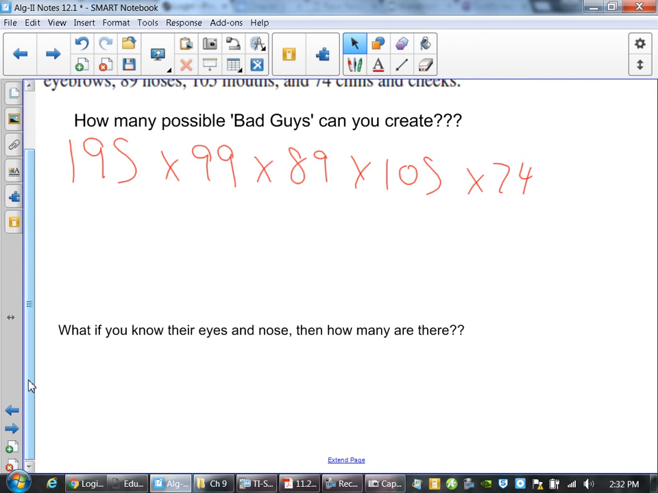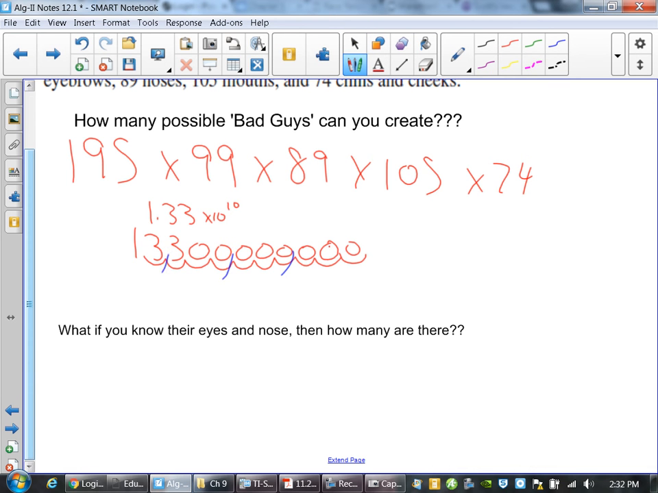1.33 to the 10th. All right, so you're saying 1.33 times 10 to the 10th? Yeah. So that's 133, and then 1, 2, 3, 4, 5, 6, 7, 8, 9, 10. So there's a lot more than that. If you had your calculator, it would actually put out that whole digit. So start thinking about what number this is. That's 13.3 billion, I believe.